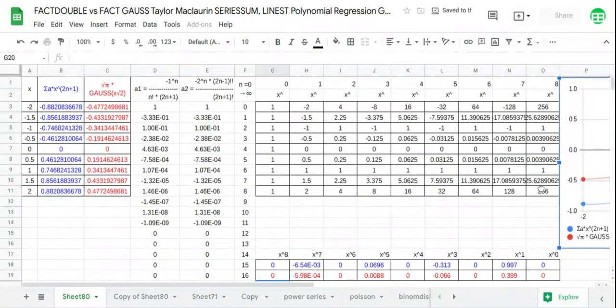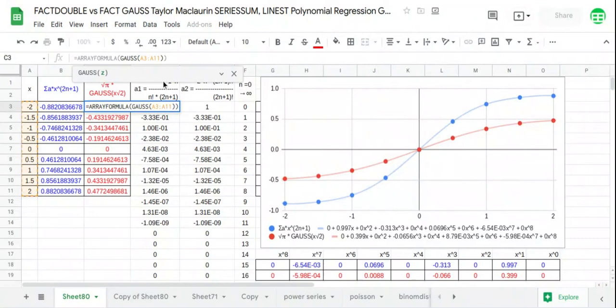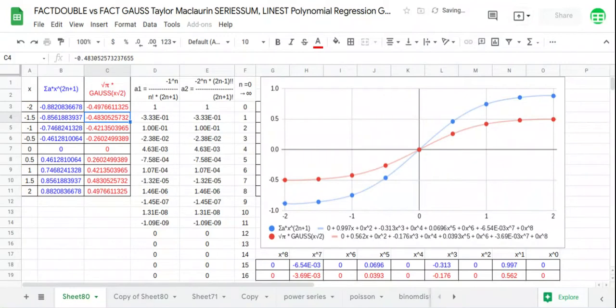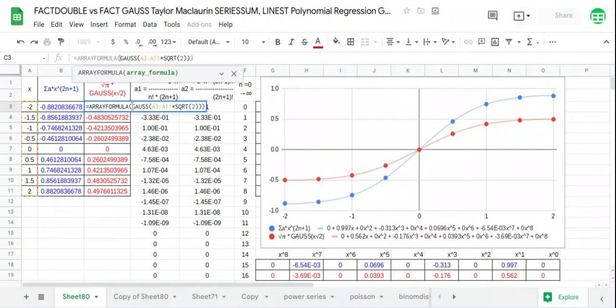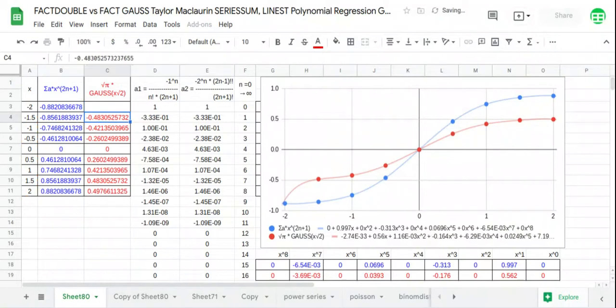Now we modify the Gauss function. So they're different because we haven't modified the Gauss function. There's a square root of 2. So times square root of 2. And then right outside Gauss, you have square root of pi. So times square root of pi. And enter. Now they're all in the same trend line. And the polynomials are the same.